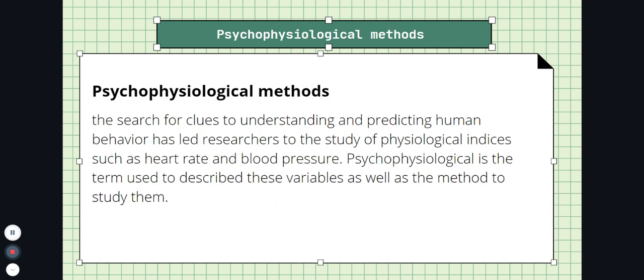So, psychophysiological methods. The search for clues to understanding and predicting human behavior has led researchers to the study of physiological indices such as heart rate and blood pressure. Psychophysiological is the term used to describe these variables as well as the method to study them.